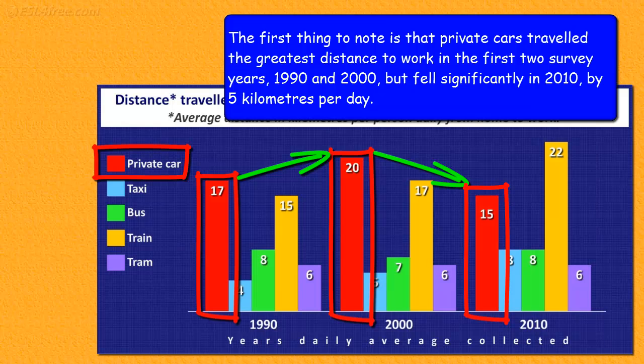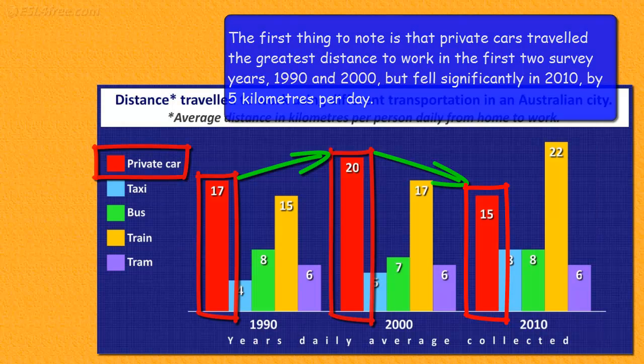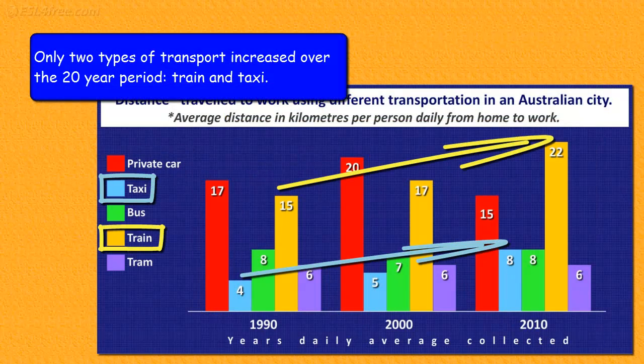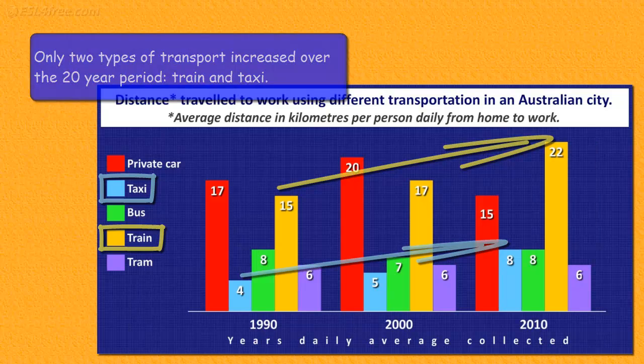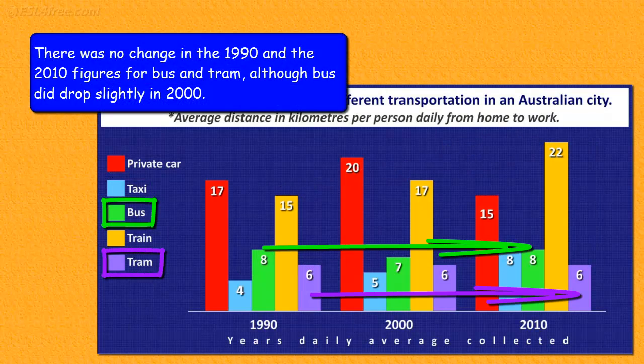The first thing to note is that private cars travelled the greatest distance to work in the first 2 survey years, 1990 and 2000, but fell significantly in 2010 by 5 kilometres per day. Only 2 types of transport increased over the 20-year period, train and taxi. There was no change in the 1990 and the 2010 figures for bus and tram, although bus did drop slightly in 2000.